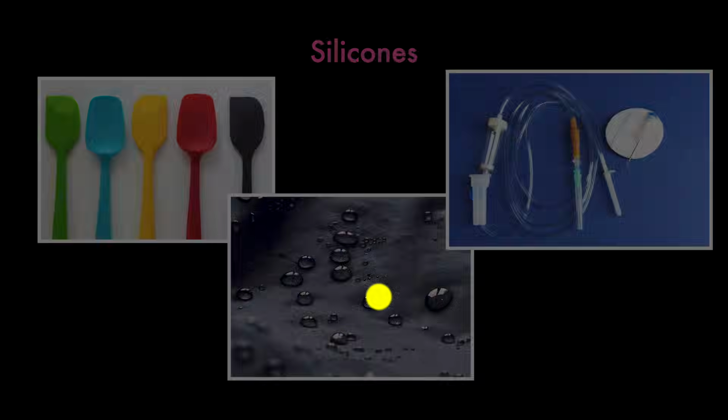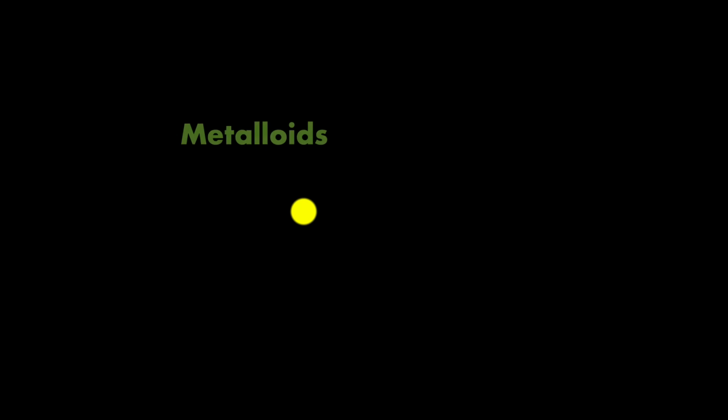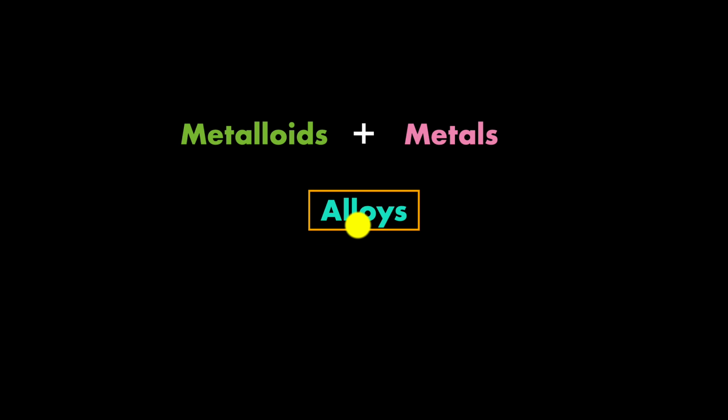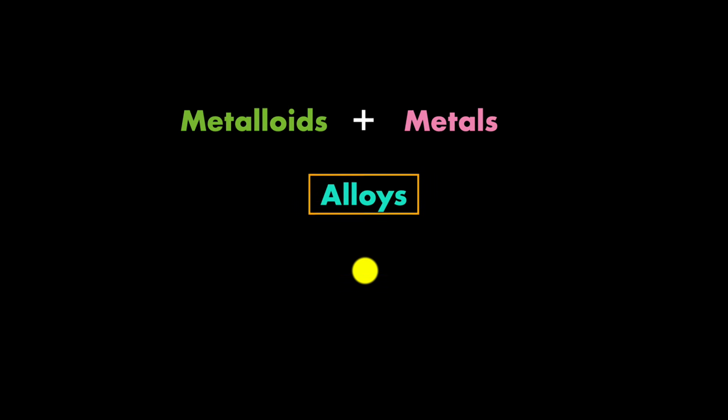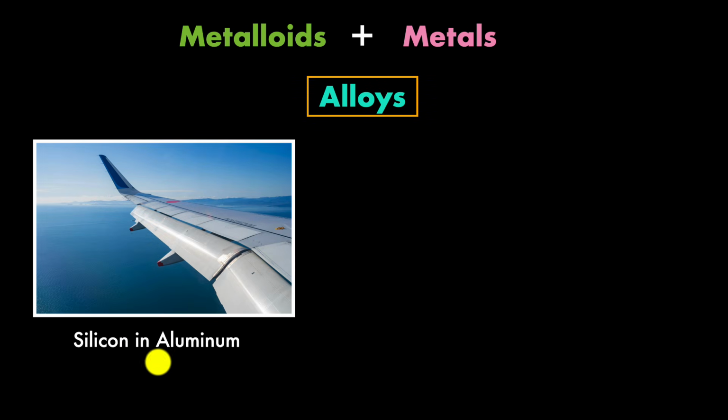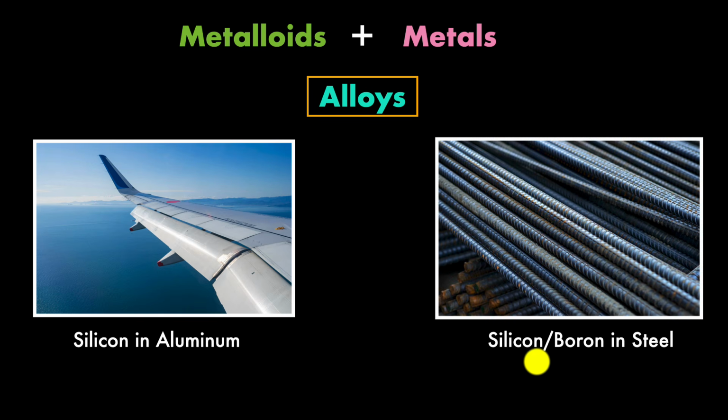And what's even more awesome is that metalloids can be added to metals to form alloys. It can change their strength and conductivity. Like, for example, by adding small amounts of silicon in aluminum, or by adding small amounts of silicon or boron in steel, we can make those materials much stronger.